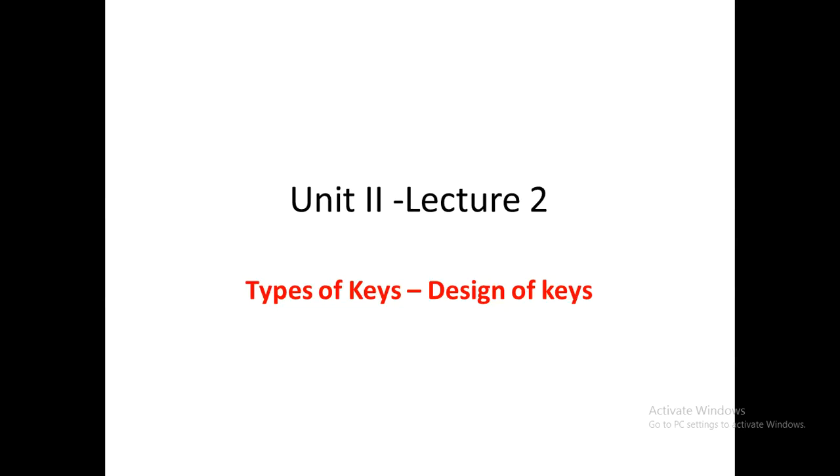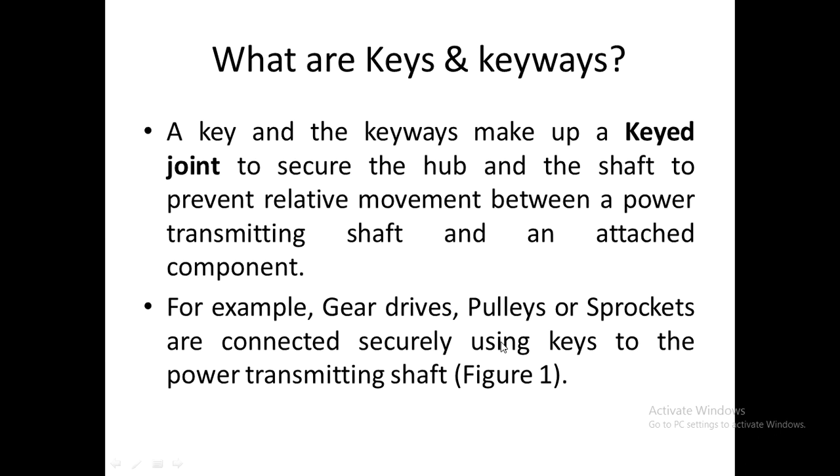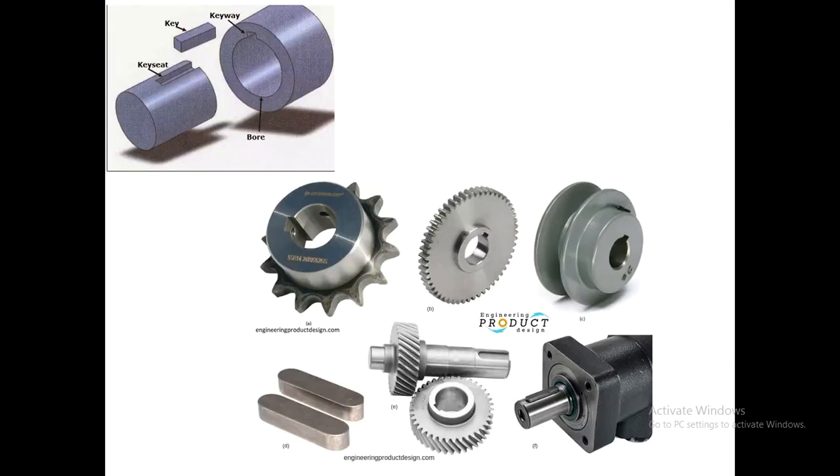Hi, in today's lecture, we will look into the different types of keys and the design procedure for keys. So what is a key? A key is a machine component which is used to connect two shafts, or it is used to connect the hub and the shaft. It prevents movement between the two shafts, and it also helps to transfer power from one shaft to the other shaft or an attached component.